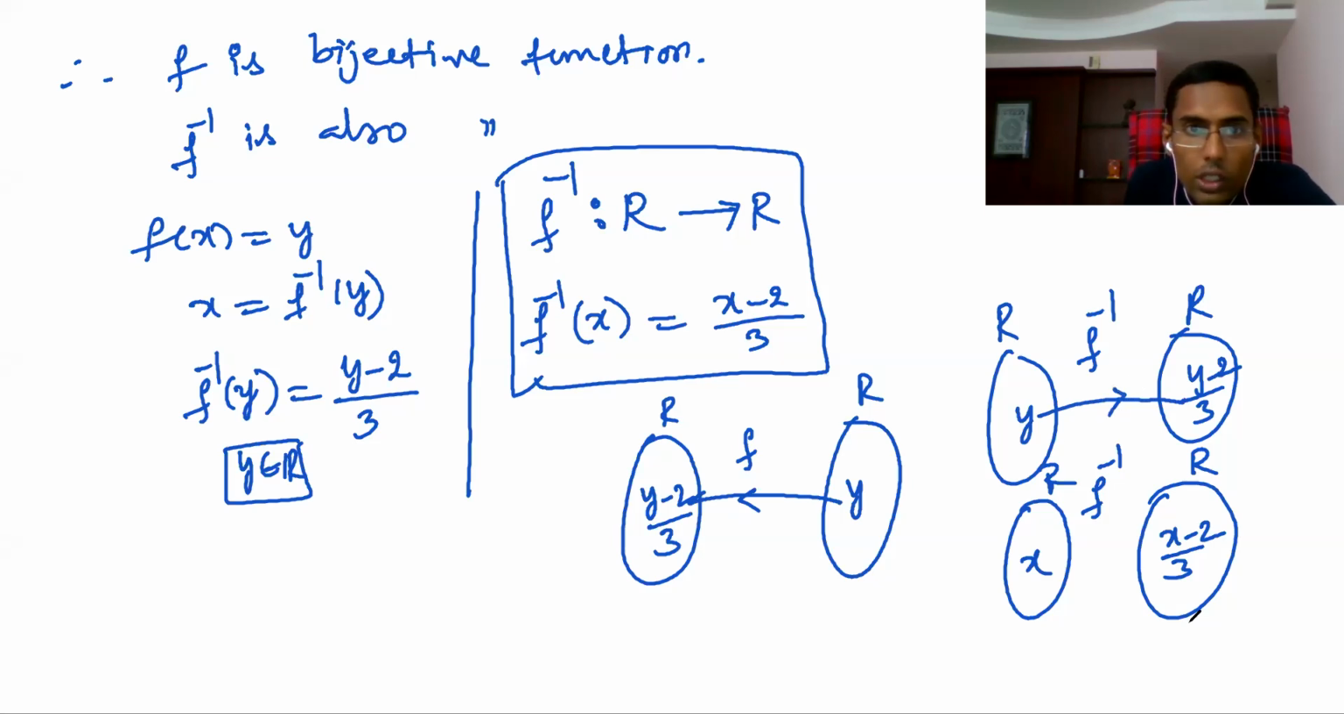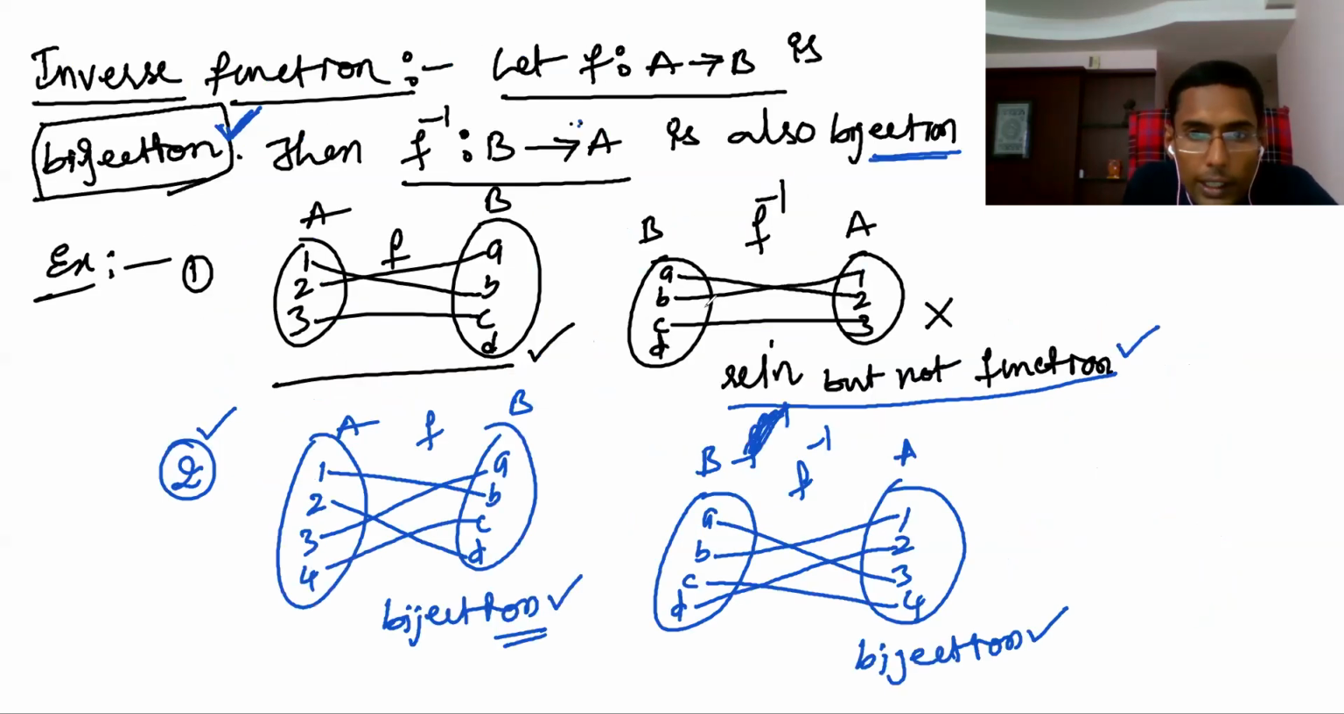So already I told, here. Image of 1 is B. But if you reverse it, what we call the inverse image, we say: inverse image of B is 1. Inverse image of A is 3. Inverse image of C is 4. Inverse image of D is 2.